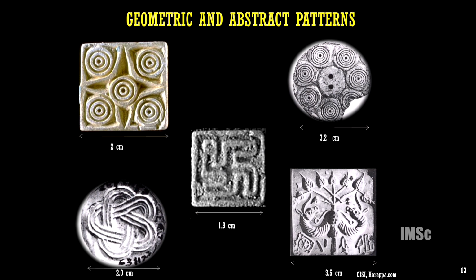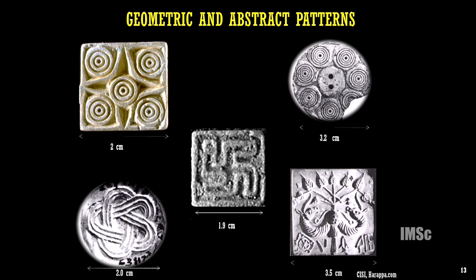Generally, they are not associated with script, but they are interesting in their own way. You can see this. We have several examples of this swastika symbol on these inscribed objects. Several such seals have been found from the site of Mohenjo-daro. Actually, different forms of this swastika can be seen over there. It seems to have four-fold symmetry. This pattern seems to have five-fold symmetry.